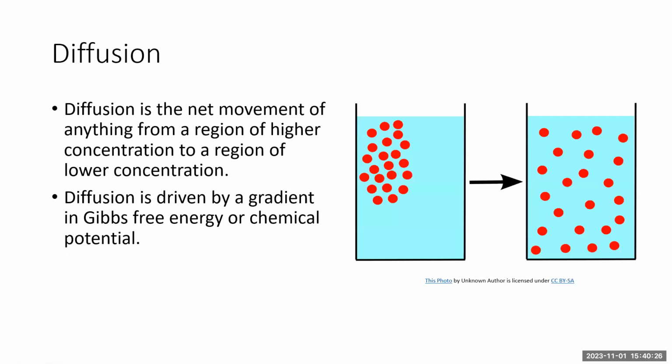The first thing I want to talk about is diffusion, which is an important concept in both biophysics and fluid mechanics. As we learned in this class, diffusion is the net movement of anything from a region of higher concentration to a region of lower concentration. This process is driven by a gradient in Gibbs free energy or any chemical potential.